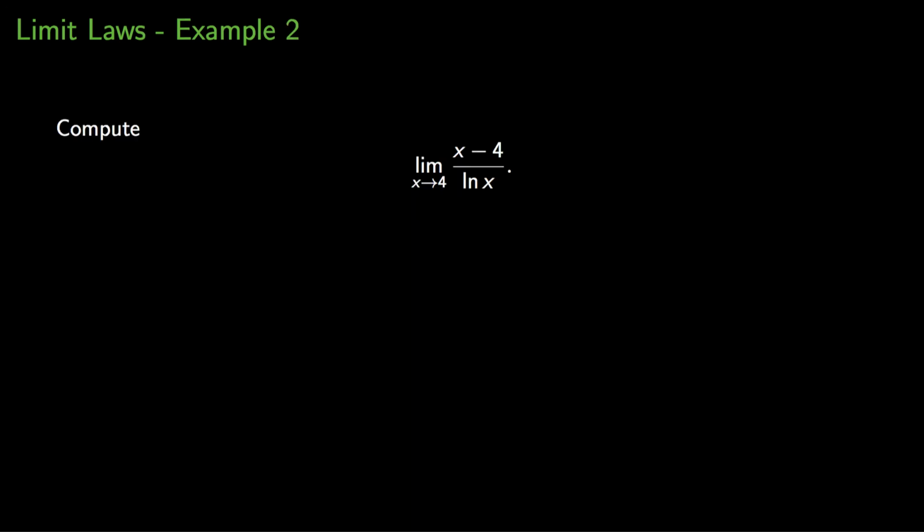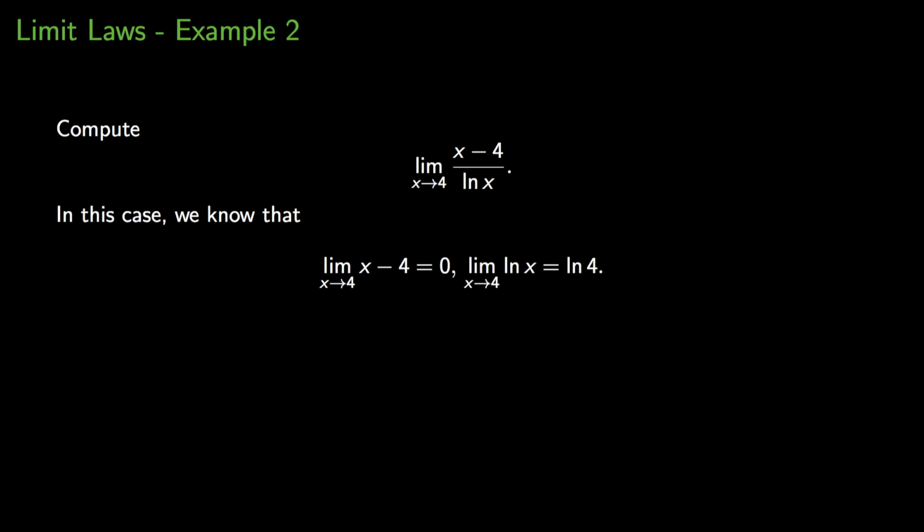Here's a second example, the limit as x approaches 4 of x minus 4 over ln x. Again, these are two functions that are continuous on their domains. It's a quotient of two happy, friendly functions. And in this case, I know that the limit as x approaches 4 of just the numerator function is 0, and the limit of the denominator function as x approaches 4 is ln 4. Not an integer, I don't care.